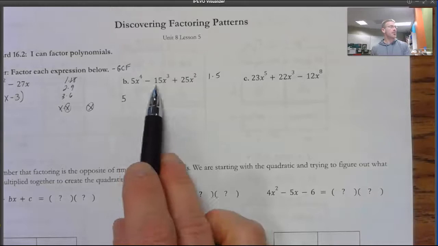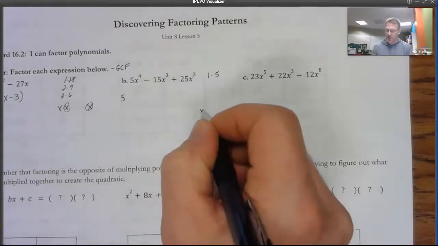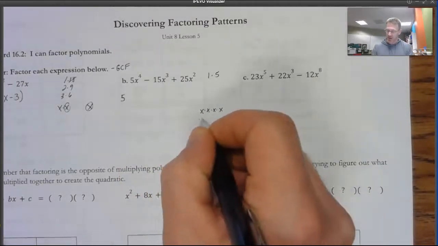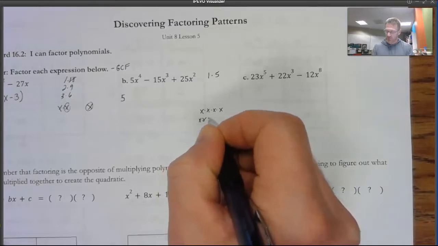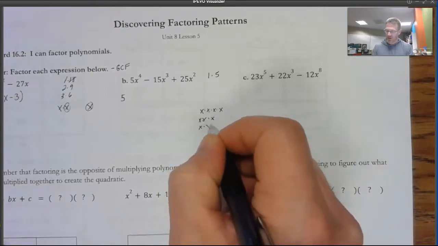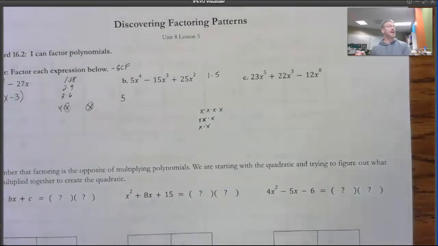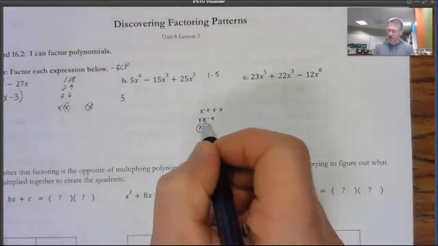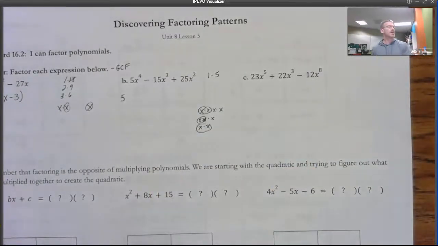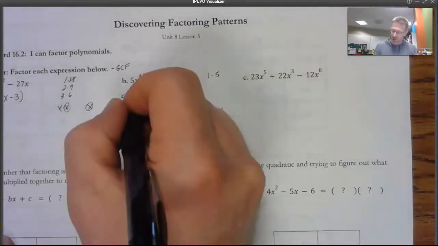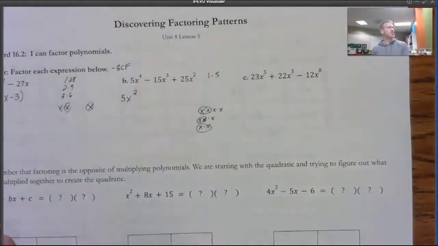Now, when I look at my groups here, I have x to the 4th, so that's 4 x's. I have x to the 3rd, which is 3 x's, and then I have x squared. So how many can I take out of each group, which is always going to be the lowest amount? So that would be x squared. That means that 5x squared would be my GCF.